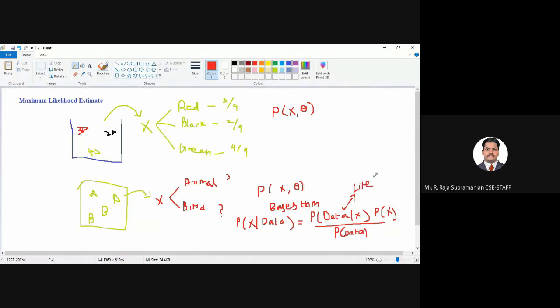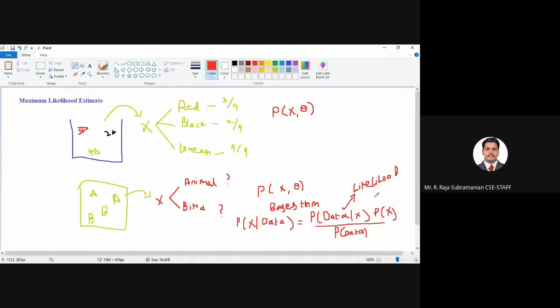Why? Because whatever data I actually require, that data alone I will be taking. For example, if my X value is animal, then I should take data pertaining to animal alone. If I take X with respect to bird, I take data with respect to bird alone. So this function P of data given X is called the likelihood function, which is what we are interested to analyze. The same thing I can relate to multiple linear regression.